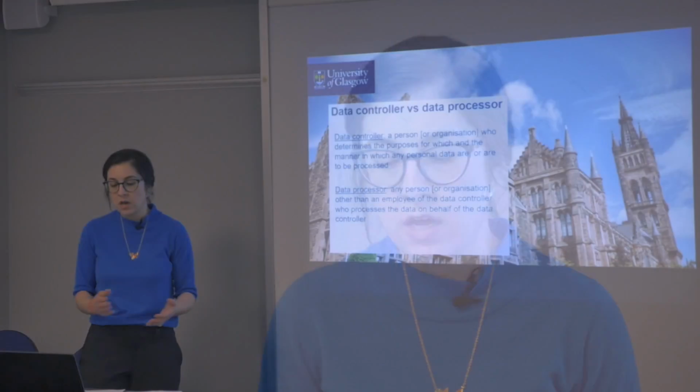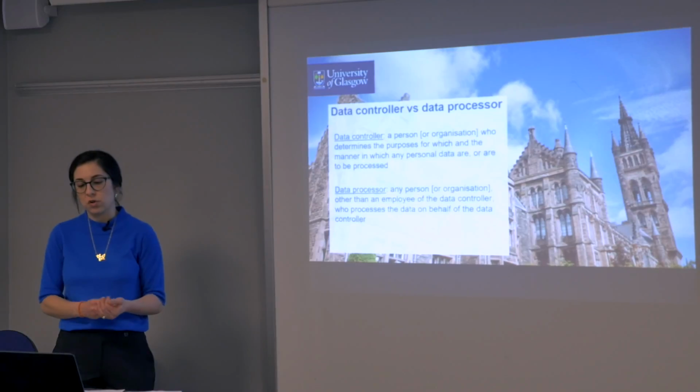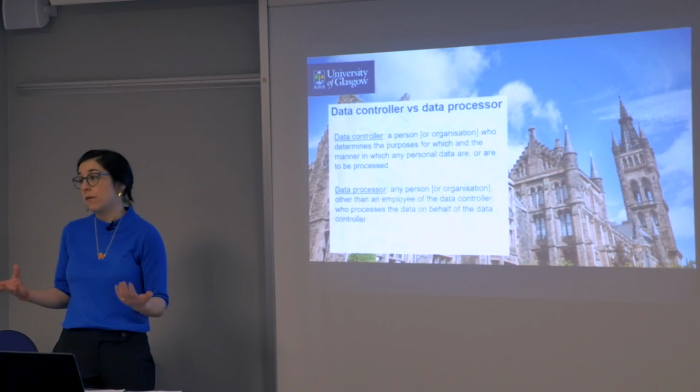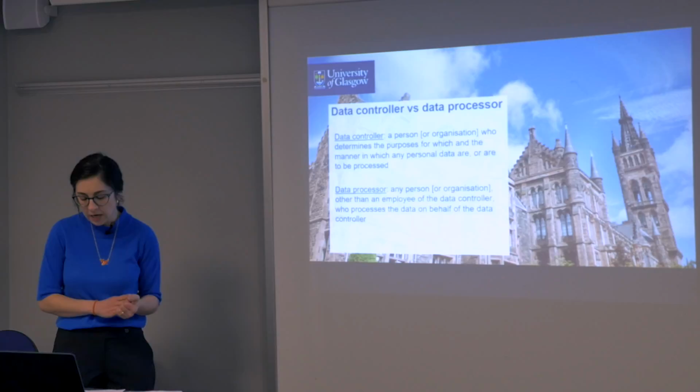The high-level decisions. The data processor is the person or organization, other than an employee of the data controller, who processes the data on behalf of the data controller. So the controller makes all the big high-level decisions, and the processor carries out the work. They maybe get to make decisions on how to carry out the work, but they don't get to decide what kind of work is undertaken. So when you're doing research, the data controller is usually the organization that has the principal investigator.